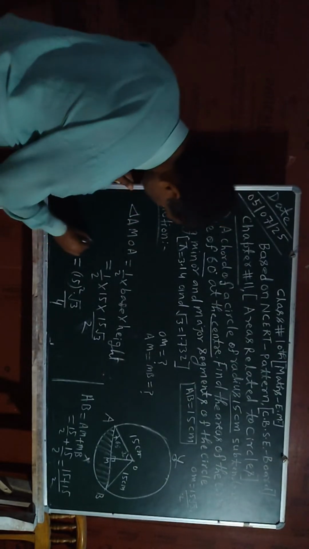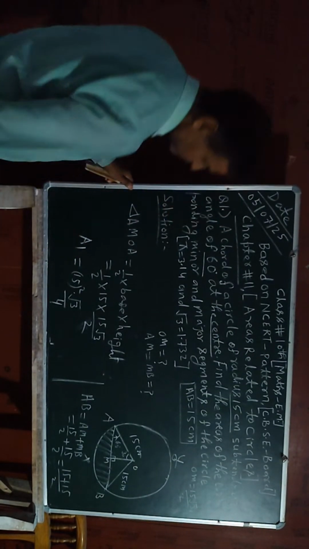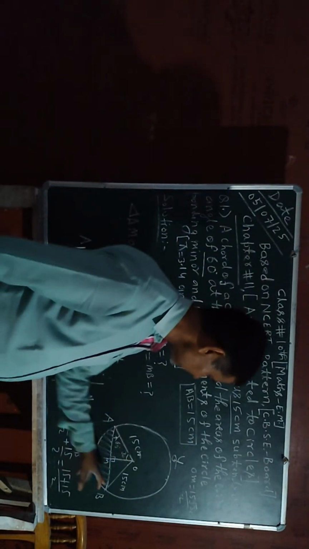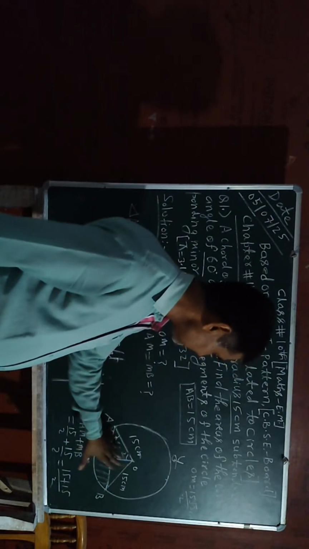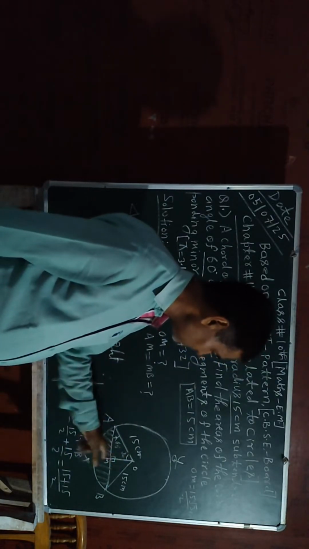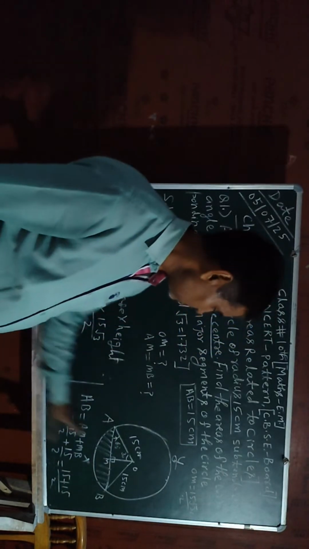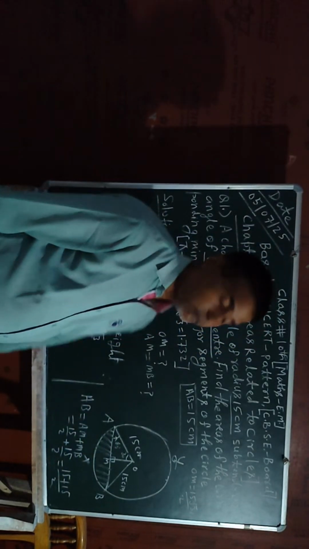I am going to say this is the area A1. Further, I have to calculate the area of the sector, and then I will subtract the area of the triangle from the area of the sector. That will be the area of the minor segment. So this is the required step to find the area of the minor segment.